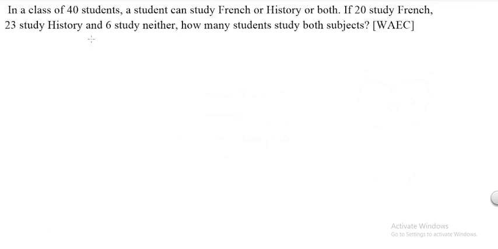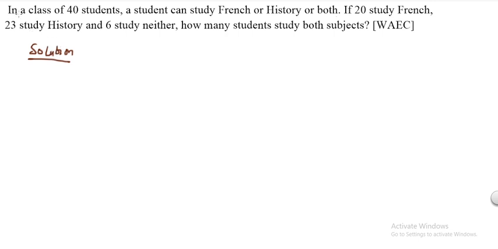For this one, we are told that in a class of 40 students, a student can study French or history or both. If 20 study French and 23 study history and 6 study neither, how many students study both subjects? The first thing I want you to do if you see this kind of question is write solution. The second thing I want you to do is to find out how many sets are at play in the question.